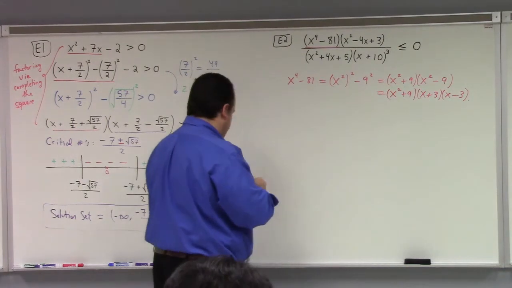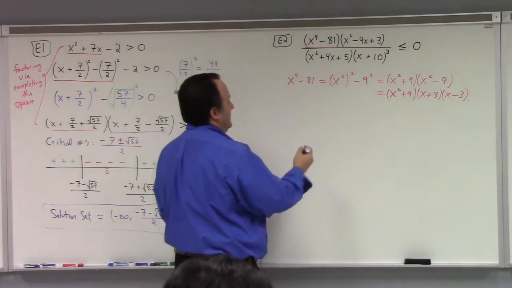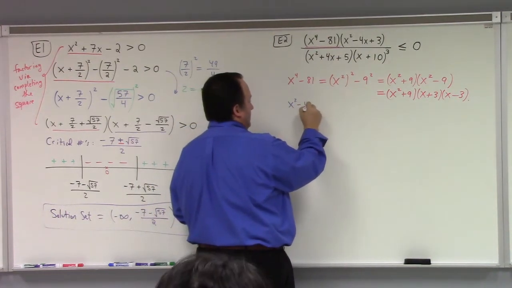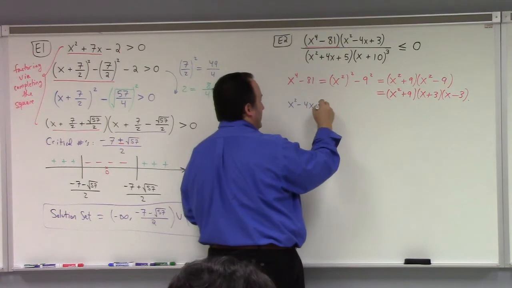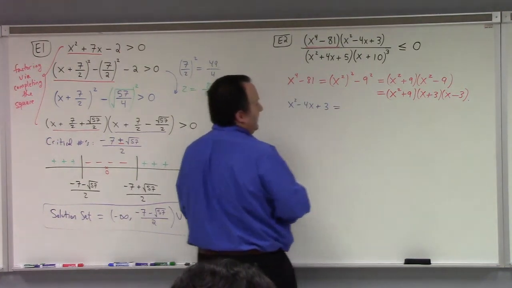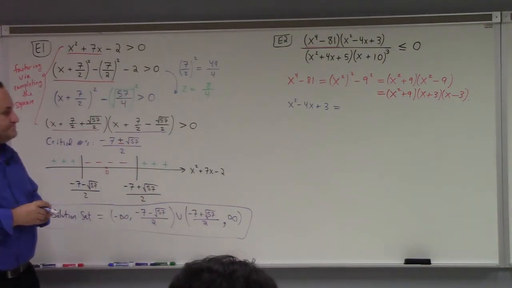That's that. Next up, x squared minus 4x plus 3. You guys can do that one, right? There was a problem like this in your first week's homework, right? Actually, a couple of them. How does this factor?